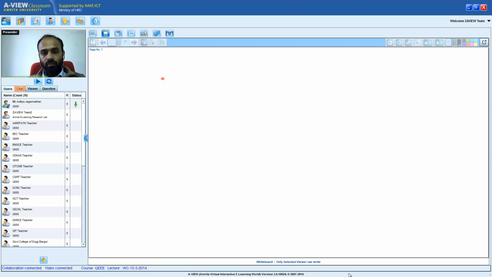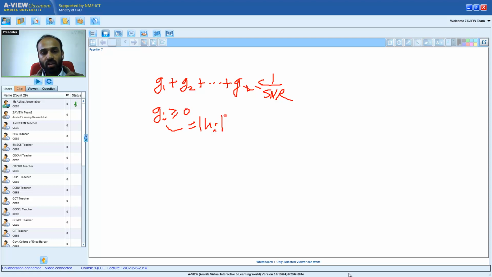G1 plus G2 plus GL is less than or equal to 1 over SNR. That means now also we have, remember what is each GI? Each GI is greater than or equal to 0 because this is the gain, this is the power. Remember, each GI is equal to magnitude of HI square. So each GI is greater than or equal to 0.